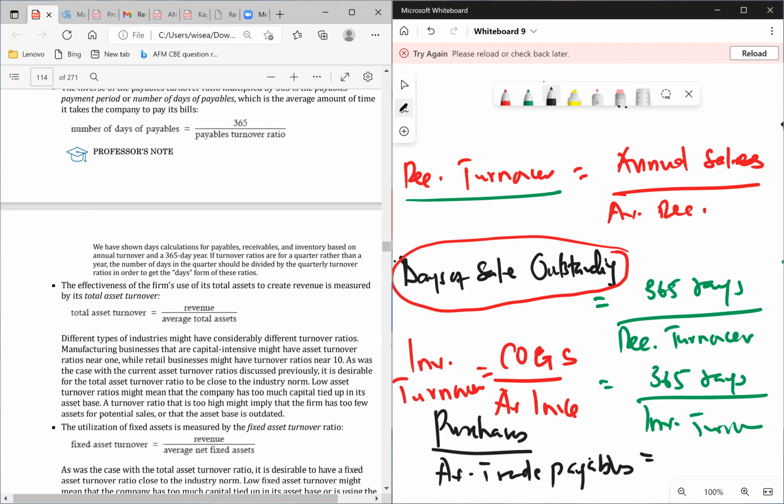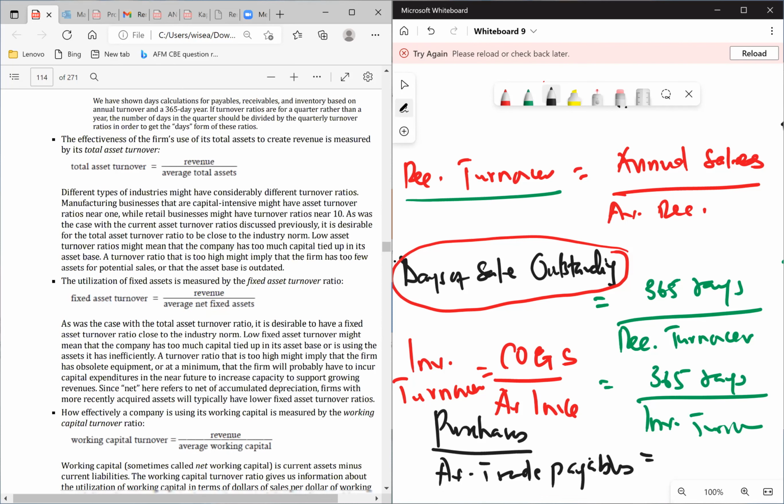Then fixed asset turnover is what? How well you are using your fixed asset, your PP&E. How well are you using them to generate revenue? And then working capital turnover. So anytime they use the word turnover for assets, you have to take it as what? Revenue.